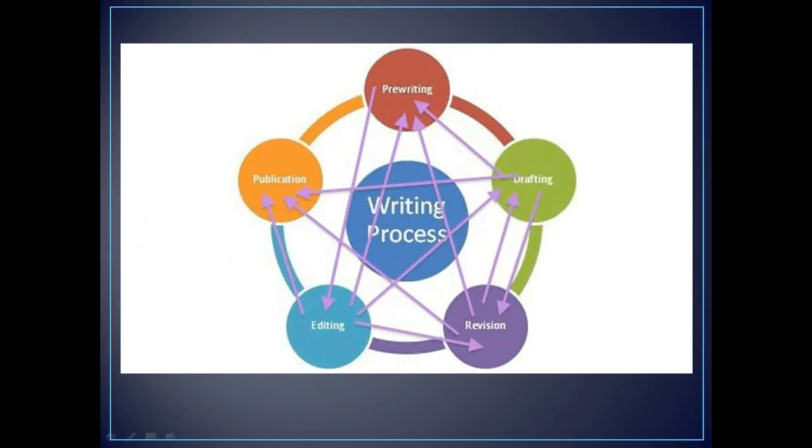It's what you see right here. First, we pre-write. Then we draft. After we have a draft, we can revise. And as you see, the arrows start going everywhere. That's because writing is recursive. It doesn't happen in a linear order. We can pre-write, draft, revise, edit, and then go back to revision. If we don't like our essay, we can go back to the drafting stage all the way until we get to publication. So today we're just talking about the first step, and that is pre-writing.